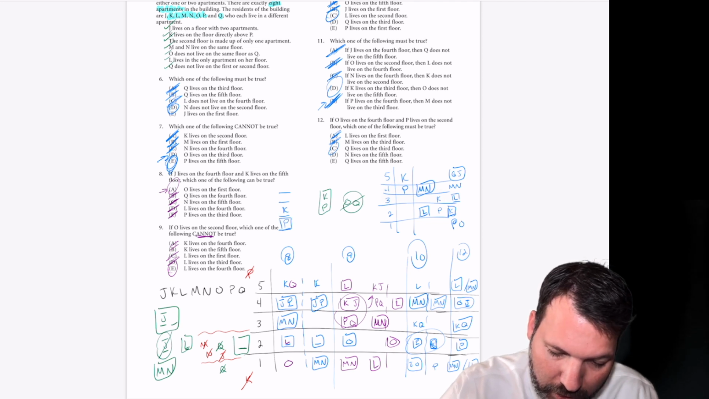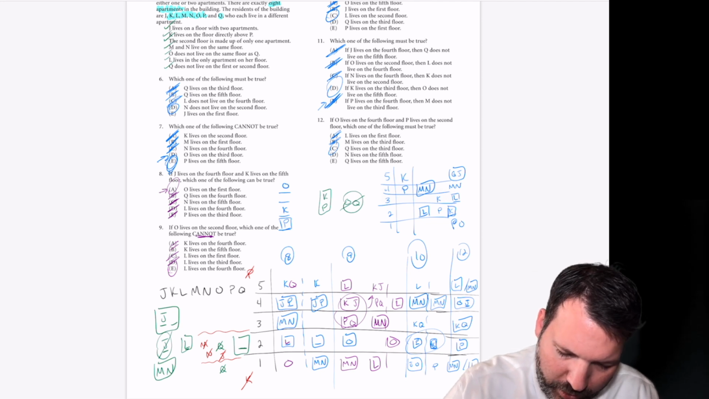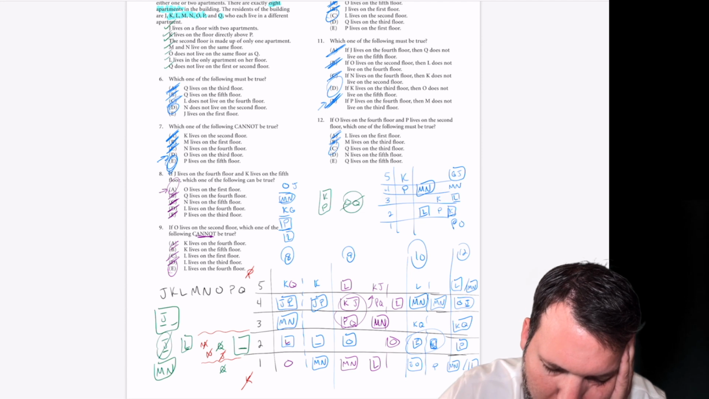by himself. O does not live on the 5th floor. Why would that happen? Why couldn't I put O up there? M, N has to go somewhere. Q has to go somewhere. Well, what would be wrong if we put O up there? Just can't be with Q, but couldn't we put Q and J together there? Oh my gosh. It's B, isn't it?